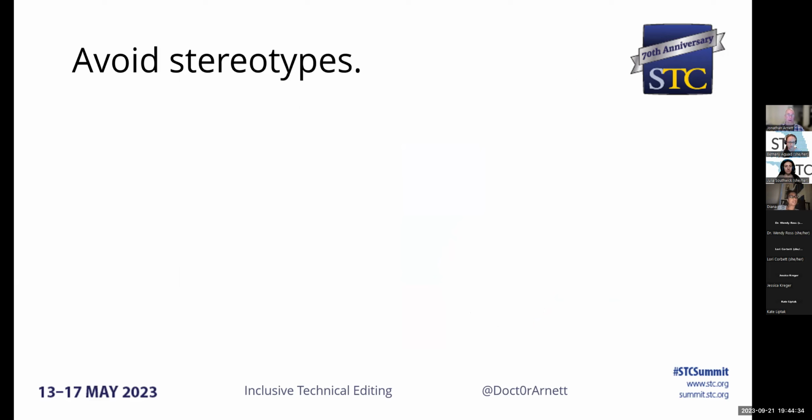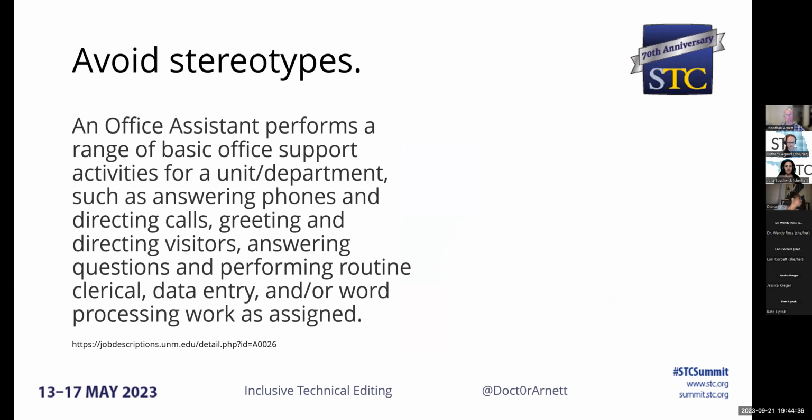Stereotypes. As we're all aware, stereotypes are a problem. I'm going to put up a piece of text, and then I'm going to show in just a second an image that goes with it. So bear with me while I read this to you.